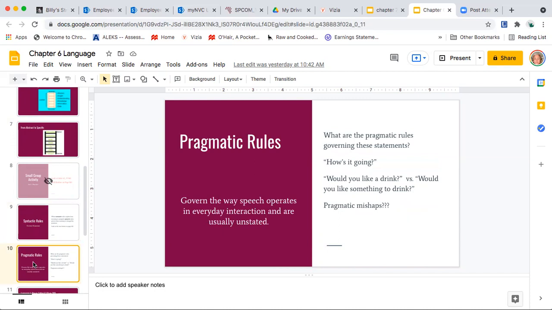Okay, pragmatic. The pragmatic rules govern the way speech operates in everyday interaction and are usually unstated. So what are we talking about here? What are the pragmatic rules governing these statements? How's it going? That's a common statement. You might say something a little different, like, hey, what's up? Or however you say it, but it's the same meaning, how's it going? And ask yourself, when you ask that question, are you actually waiting for a response? Or is that a pragmatic rule that it's very common for us to say that in passing without intending to hear an answer? Okay, so think about that, because sometimes a person would like to be taken seriously.